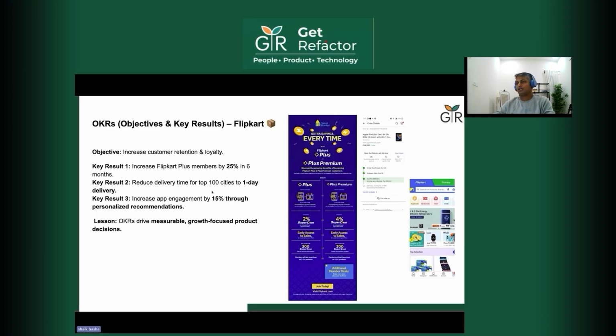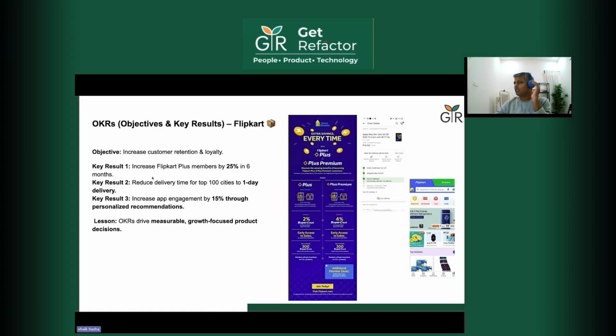It's not like the CEO or CPO, the Chief Product Officer, sits and writes the objective. The vision or general idea is given by the CPO or whoever is at a higher level. But the milestones and how to reach there, the action plan, is given by the people who are touching the ground, who are actually working at the ground level.